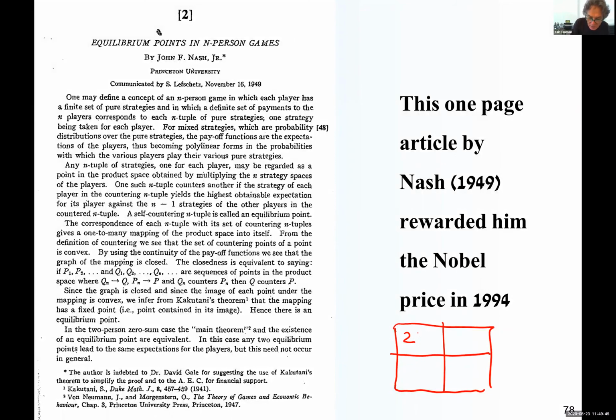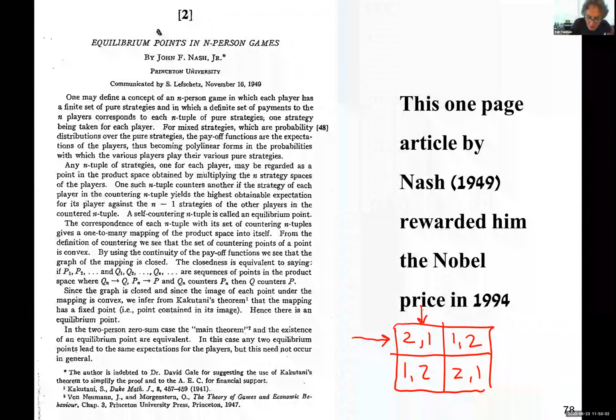So let me take here 2-1, 1-2, 1-2, 2-1. This doesn't have a Nash equilibrium. Let me show you why. Let's say that I play up and you play left. So this is left, this is up, down, and right. Let's say we make an agreement that I'll play up and you play left. If I believe that you play left, I have no reason to deviate to down. But if you believe that I'm going up, you have a reason to go from left to right, because from 1 you get 2. So this cannot be an equilibrium arrangement.